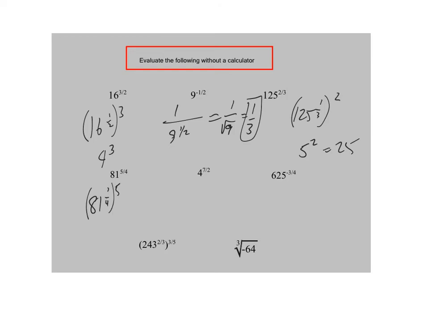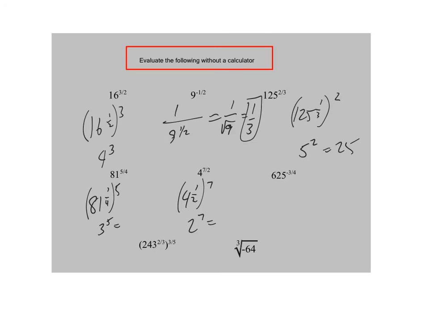So 81 to the 1/4 is, let's see, 3 times 3 is 9, times 3 is 27, times 3 is 81. So that would be 3 to the 5th. And you can solve that out. 3 times 3 times 3 times 3 times 3. 4 to the 7 halves would be 4 to the 1 half, which is just 2 raised to the 7th. So this is 2 to the 7th.